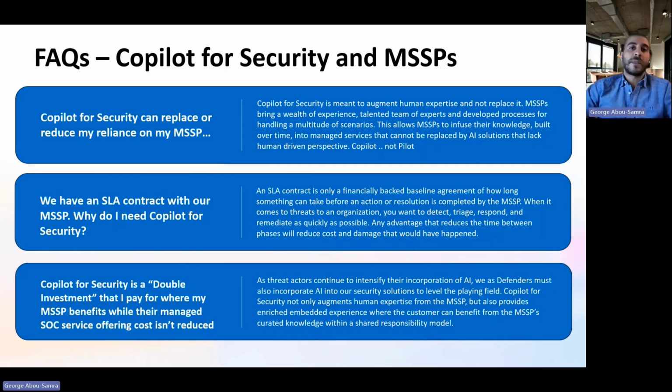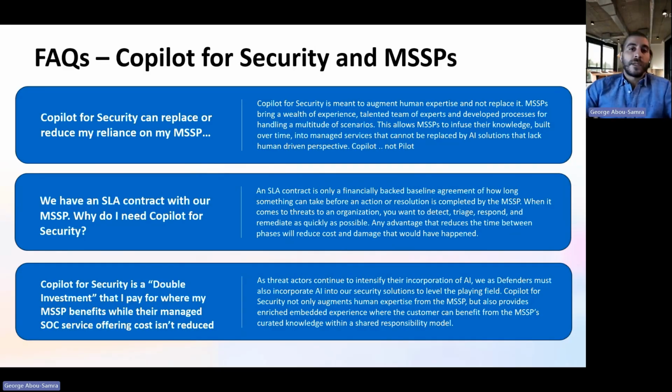So MSSPs and the talent that they've invested in cannot be replaced by AI solutions, because you still need that human element in most cases. A simple way to put it is that it's called Copilot and not Pilot. So it is your assistant. You still need that human element to manipulate the data and review the incidents and review the data that Copilot spits out, and either have Copilot enact on it, or you as a security analyst review all the information provided to you and act on it as quickly as possible.